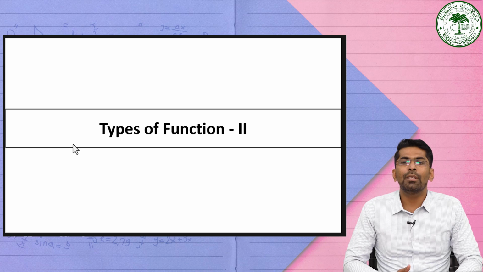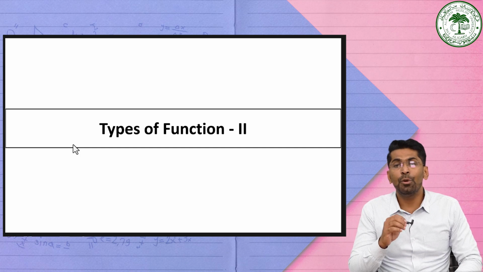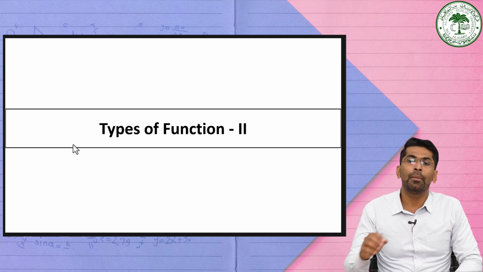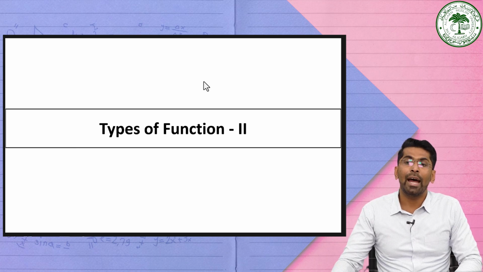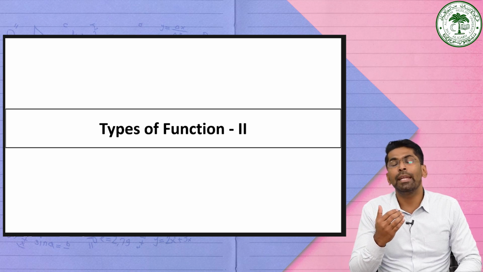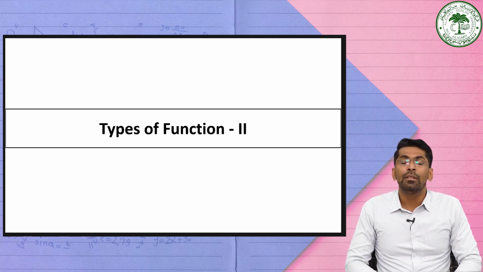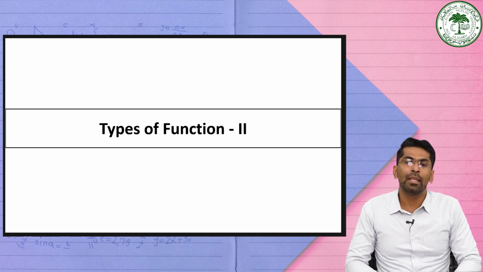In the last lecture, we discussed the different types of functions like into function, onto function, one-to-one function, many-to-one function, identity function, constant function, and finally the function with one independent and more than one independent variables. So now we are continuing the lecture here by discussing the remaining types of function.